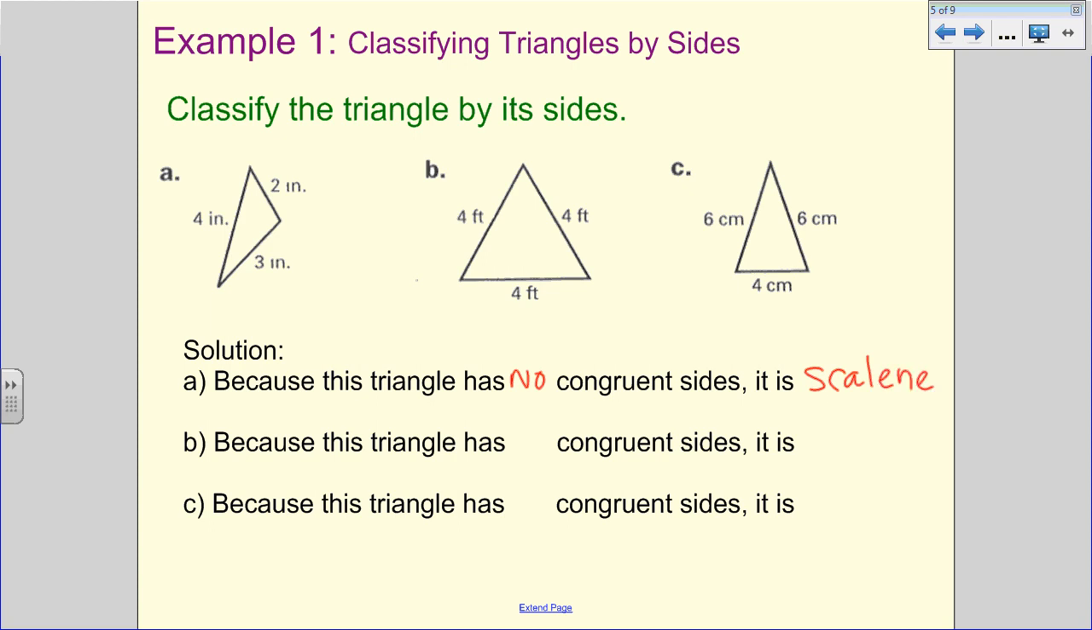If we look at B, we have 4 feet, 4 feet, and 4 feet. It has three congruent sides. And so if you need to flip back to the previous page, that was equilateral.